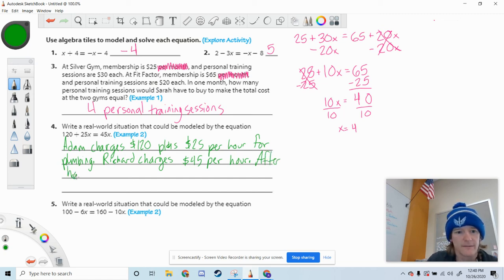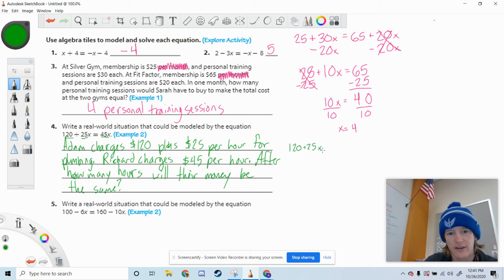After how many hours will the money be the same? Okay, so we have 120 plus 25 per hour because x is hours in this problem. And the other person does 45 per hour. I'd also like to solve this. So we have 120 plus 25x equals 45x.